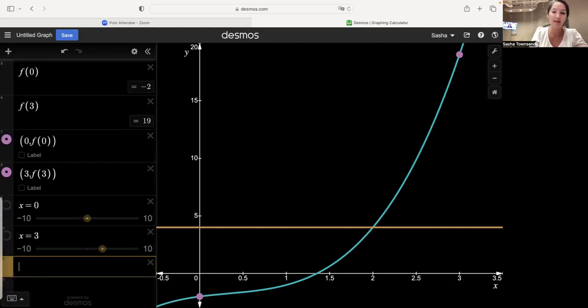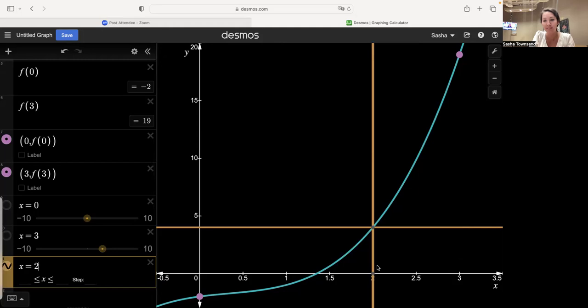If we want, we can confirm that. Let's just graph x equals 2, and we see that x equals 2 and the y equals 4 both cross at that location, (2, 4). So that is sort of what we would expect.